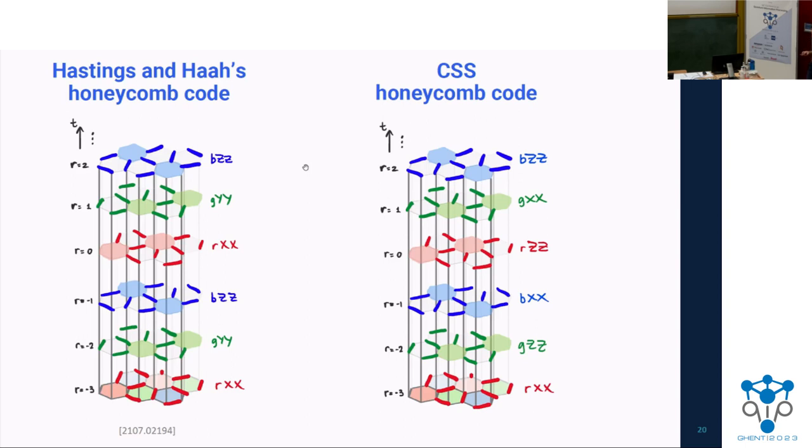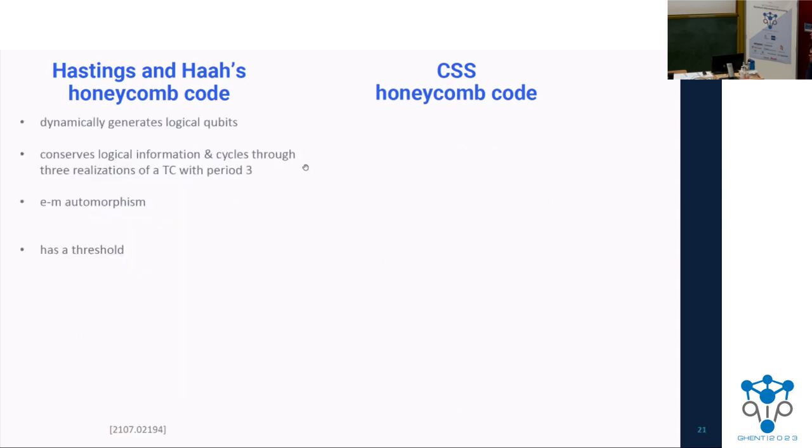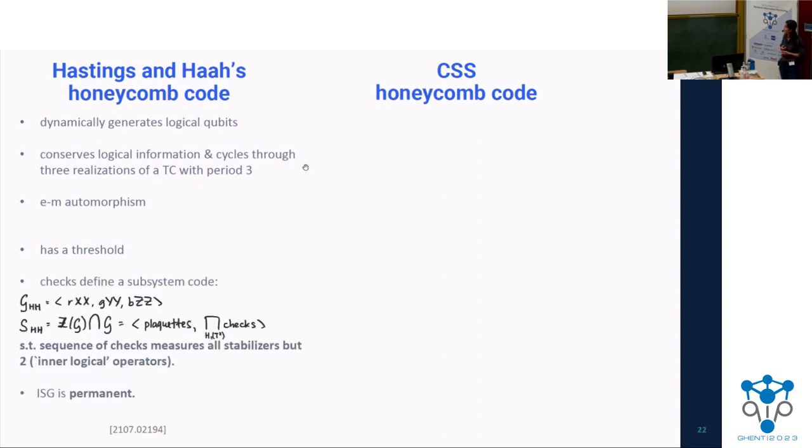So the original honeycomb code dynamically generates logical qubits. It has period 3. It conserves logical information and realizes toric code. It also performs an EM automorphism every 3 rounds, which exchanges the electric and magnetic sectors of the corresponding anyon theory. And it has a threshold.